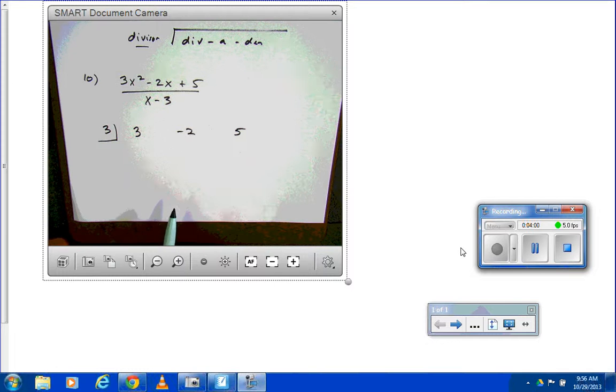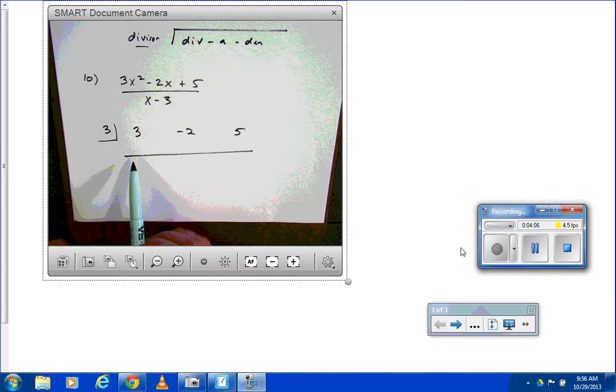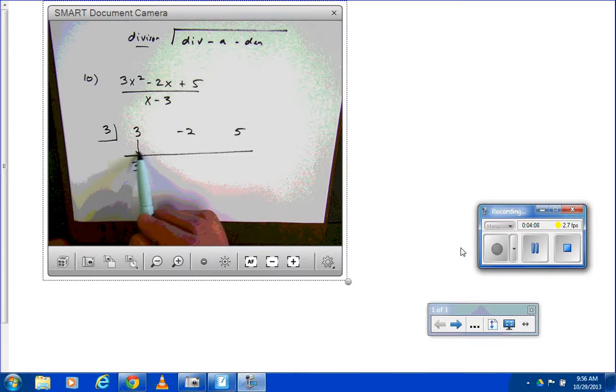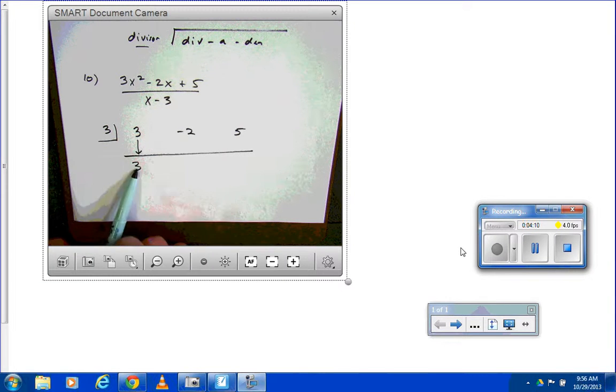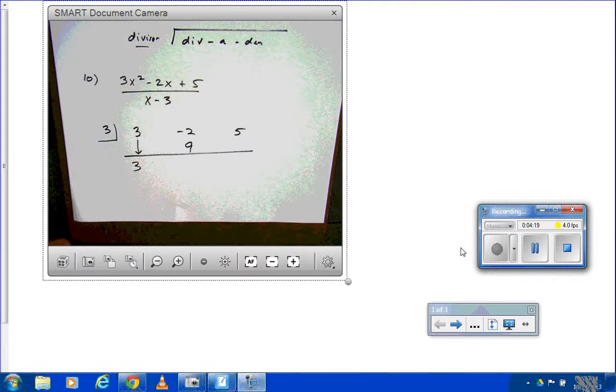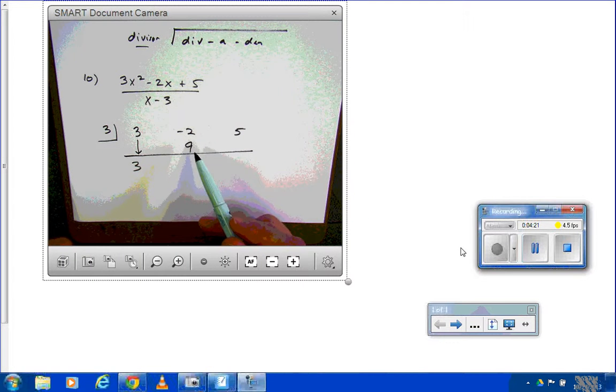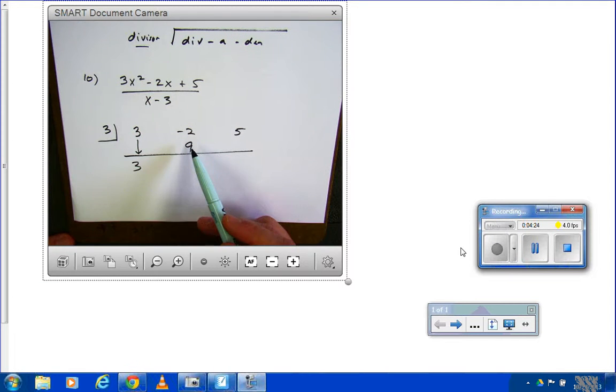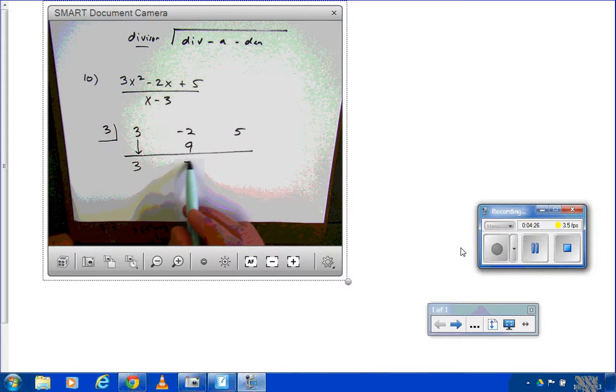You'll probably remember how to do this, don't you? We'll draw a line, take the first 3 and bring it down. You always just bring the first one down. Now I'm going to take this 3 and multiply it by my zero, 3. So 3 times 3 is 9. We write the result right there. Now we're just going to combine. It's not necessarily add, it's not necessarily subtract, it's just combine. So -2 and 9 would be 7.